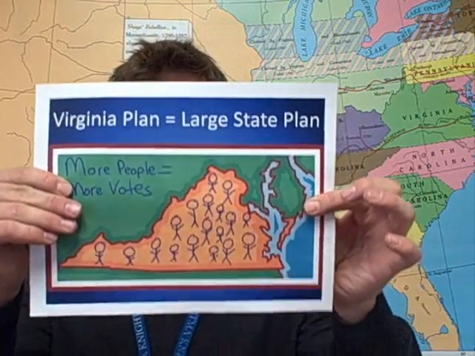Let's take a look at the large state plan first, also known today as the House of Representatives, where the bigger you are in population, the more people you have in your state, the more votes and the more representatives you have. Remember, to be in the House of Representatives, you need to be 25 years old, a U.S. citizen, and you need to have lived in the state that you are representing. That's the first big deal, how you get into the House of Representatives.